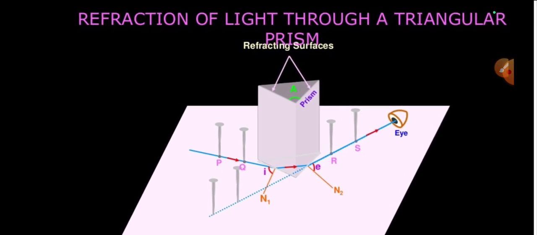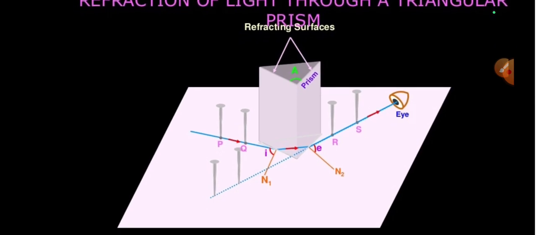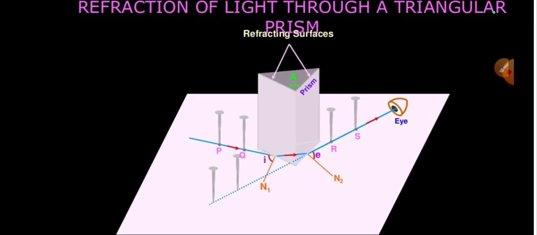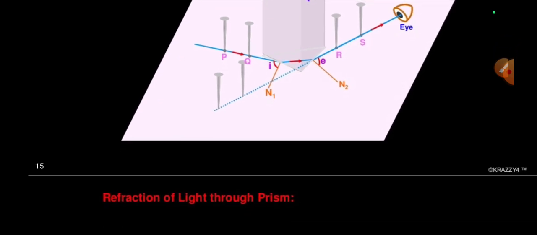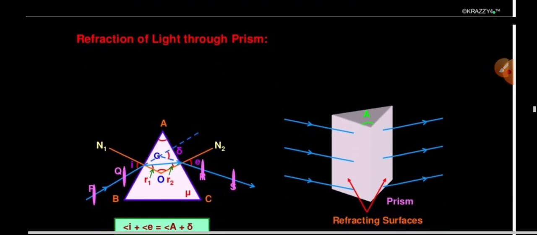Then refraction of light through a triangular prism. What do you mean by refraction? When light passes from one medium to another medium, the path of the light changes, or the light slightly bends. That's called refraction. Whenever we pass light rays through a prism, it also undergoes refraction and changes its direction.